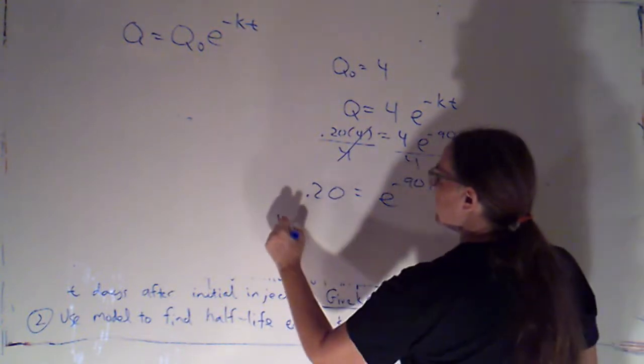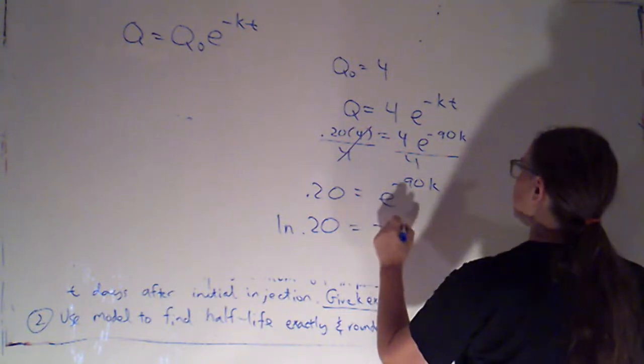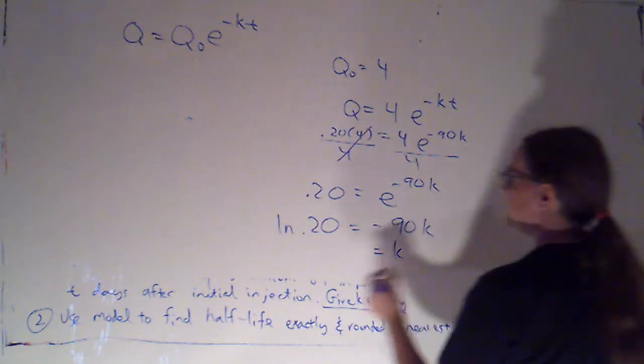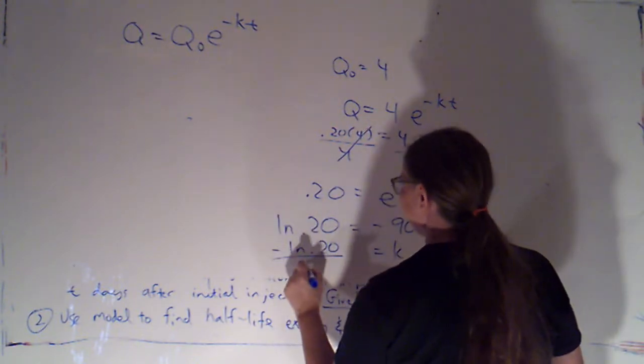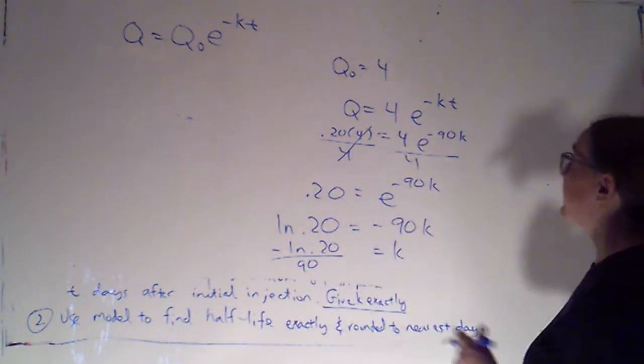So let's see, 0.20 is equal to e to the negative 90k. So then I can take the natural log of both sides. Natural log of 0.20 is equal to negative 90k. So k would simply be negative natural log of 0.20, or 0.2 would be fine to write, over 90. So that's my exact value for k.